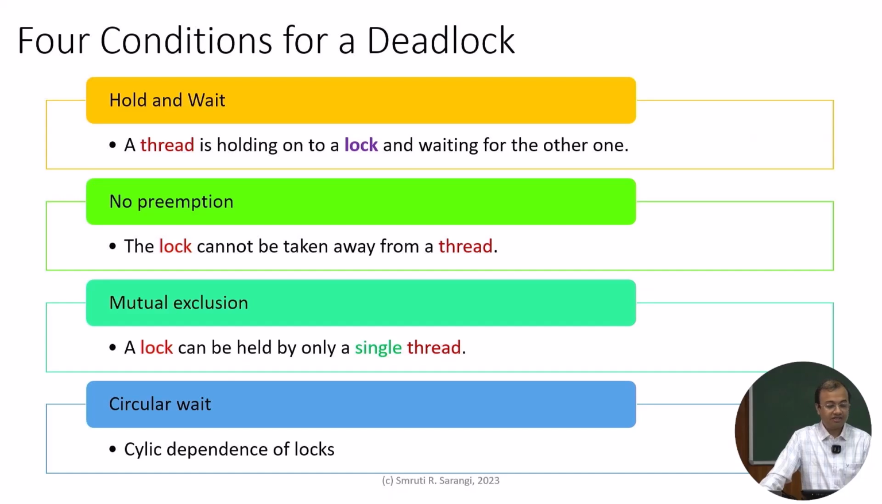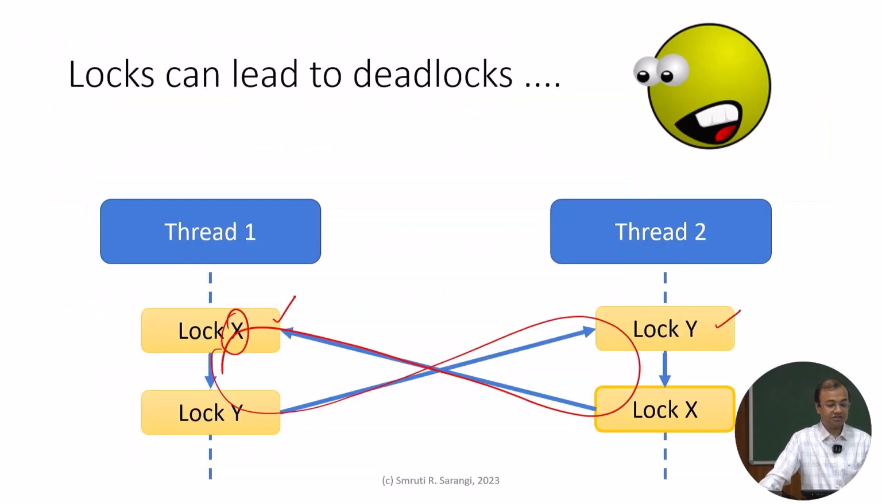So there are 4 conditions for deadlocks. Let us evaluate these 4 conditions in the context of this example. The first is hold and wait. Hold and wait means I'm holding one lock and I'm trying to wait on another lock. So that is hold and wait. Hold and wait is required. So that is my waiting condition.